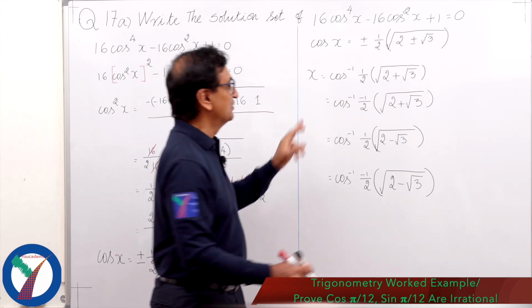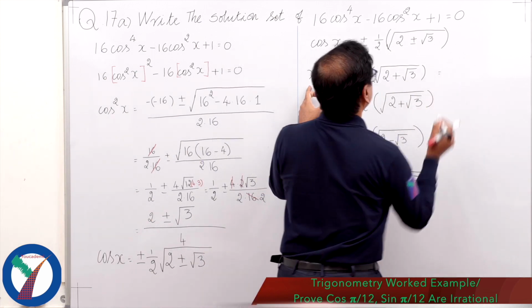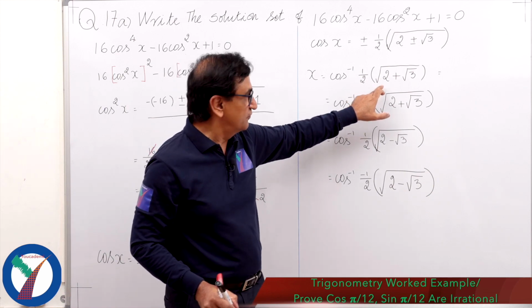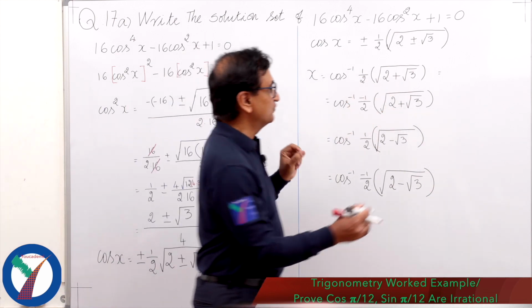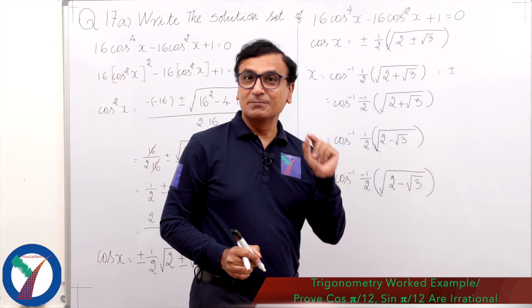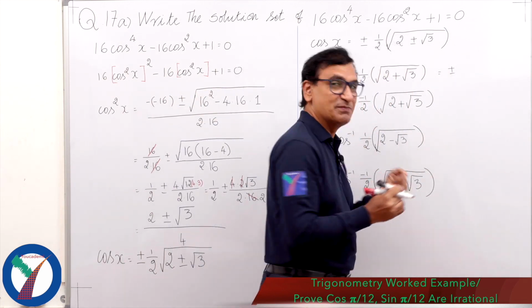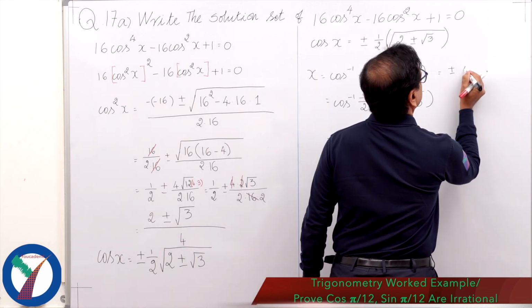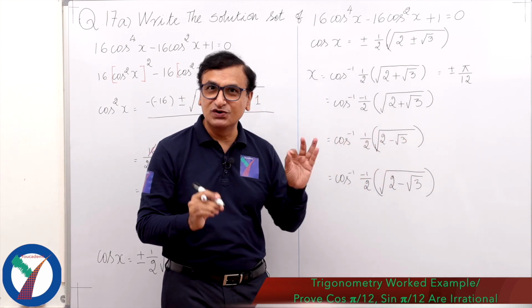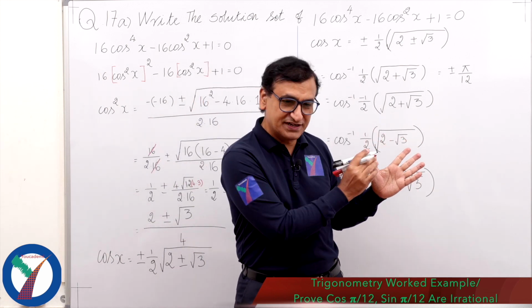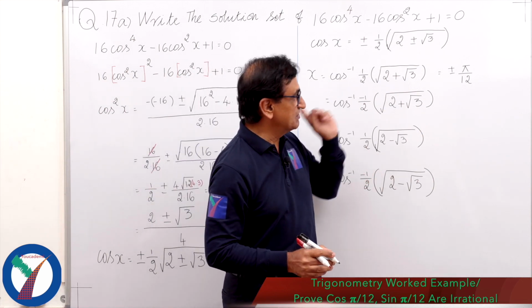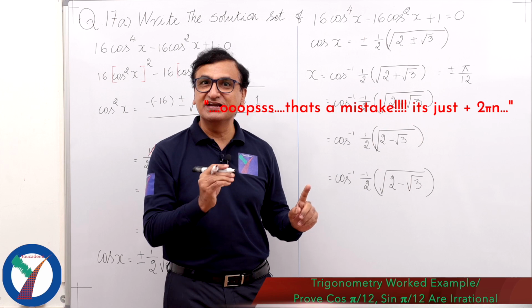That's the question, right? So this would be the cos inverse of half multiplied by square root of 2 plus square root of 3. The values are, rather the principal values are plus or minus pi divided by 12. Okay, plus or minus pi by 12 is only the principal value. What about the entire solution set across set of all integers? It will be plus or minus pi by 12 plus or minus 2 pi n.